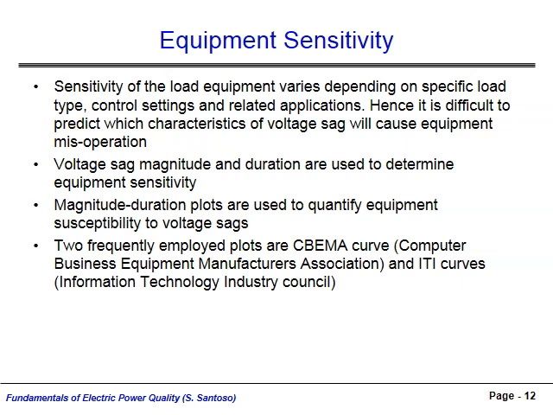There are two curves that are often used to describe this magnitude-duration relationship: the Computer Business Equipment Manufacturers Association, or CBEMA curve, and the Information Technology Industry Council, or ITI curve. The CBEMA curve is no longer typically used, having been superseded by the ITI curve.